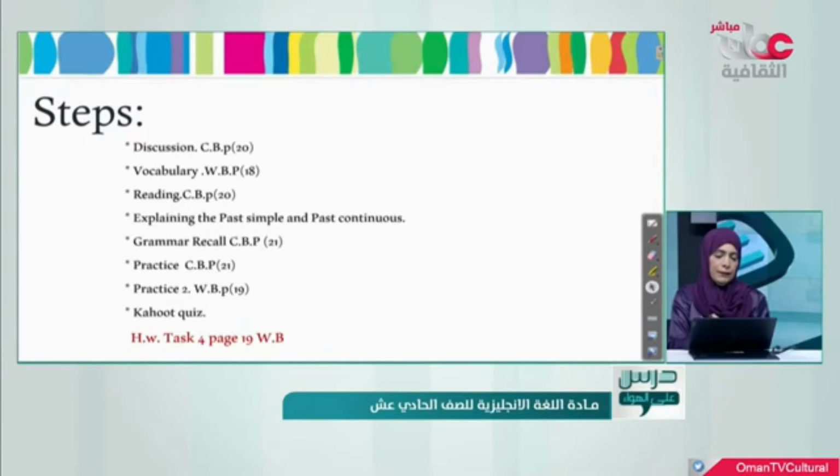After that, we will have a reference to the grammar recall in the course book, page 21. Then we will have two practice tasks, one in the course book, page 21, and the other one in the workbook, page 19. At the end of the lesson, we will have a Kahoot quiz. So please prepare your iPads or mobile phones or computers just to plug in to the quiz and take the code from the screen. Your homework will be task number 4, page 19 of the workbook. So let's start the lesson together.